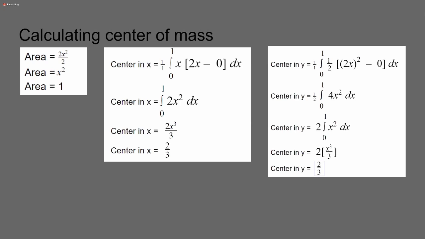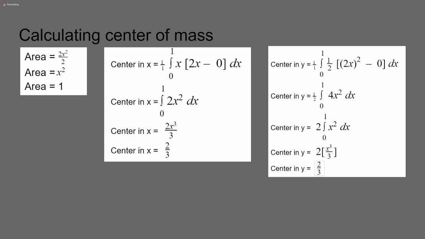And for the center of y, we would do the same thing, where we just plug in the area, which is 1 over A. So 1 over 1 times the integral from 0 to 1 of 1 over 2 times (2x) squared minus 0. And if we simplify it, we will get y is equal to 1/2 the integral from 0 to 1 of 4x squared. And then if we just take out the 4, it will simplify to 2 times the integral of x squared. And then when you integrate it, you just get 2 times x cubed over 3. You plug in 1 and 0 for x, and then you would get the final answer of 2/3.